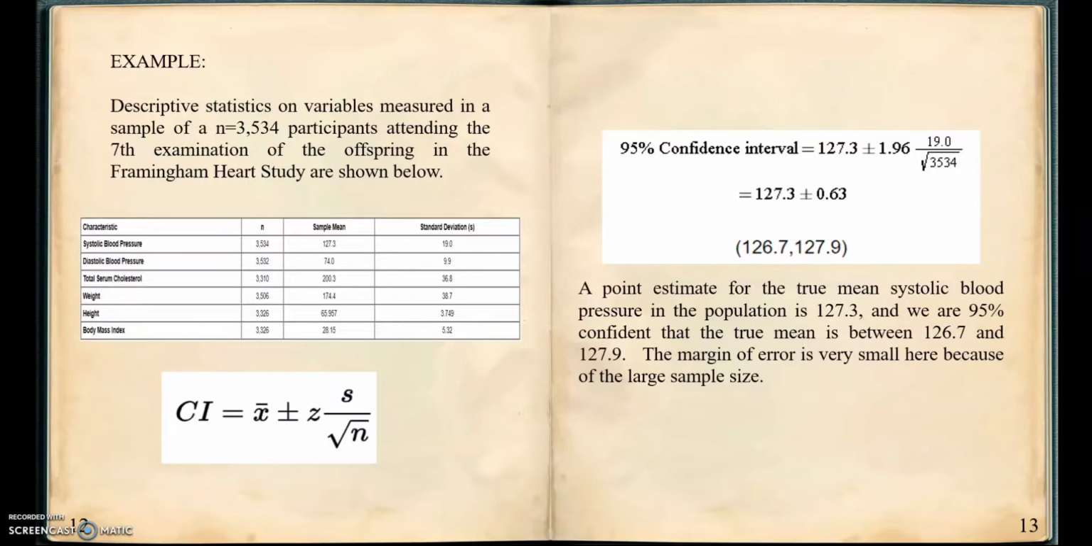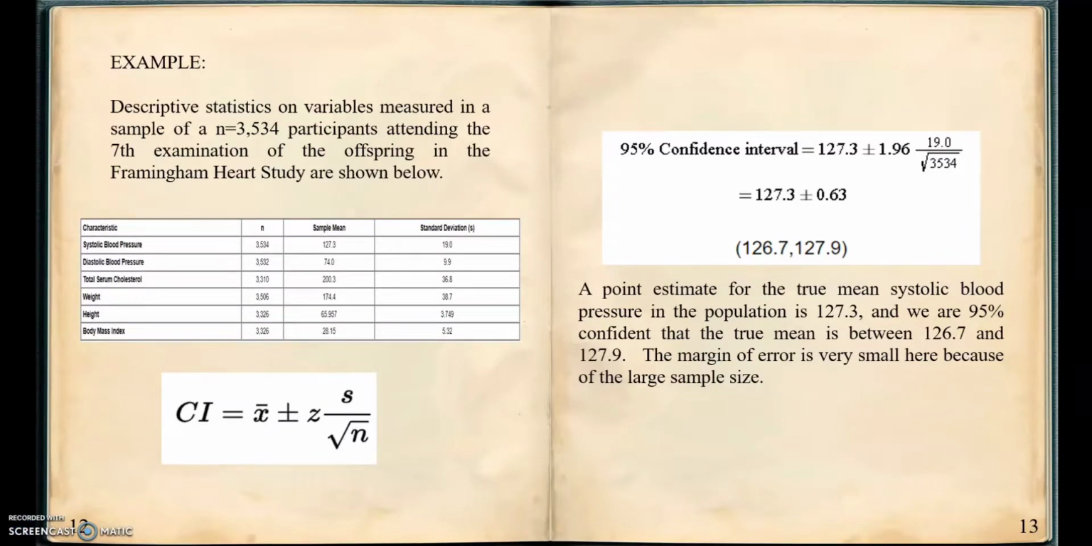So nakuha natin sa may formula, which is CI is equal to X bar, adding and subtracting Z multiplied by S over square root of N. The 95% confidence interval is equal to the sample mean, which is 127.3, adding or subtracting the critical value of the 95% confidence interval, which is 1.96, multiplied by the standard deviation, which is 19, over the square root of N, which is 3534. By calculating the right side, we have the value of 0.63. By subtracting 0.63 from 127.3, we have the value of 126.7, and by adding, we have the value of 127.9.